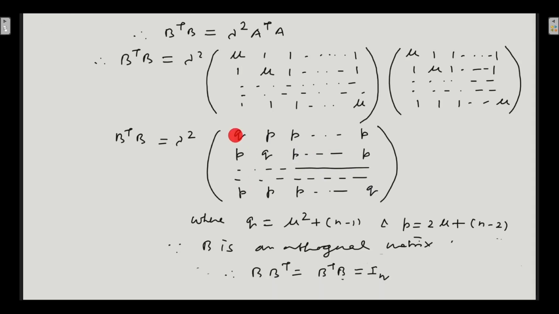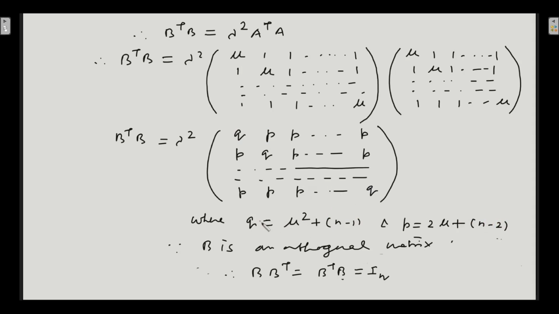So the diagonal elements will be q, q, q, q, q, q, q. And the off diagonal elements will be p, p, p, p, p, p, p. Those will be the off diagonal elements, and the diagonal elements will be q. And q is equal to mu square plus n minus 1. The value of q is mu square plus n minus 1, and the value of p is 2 mu plus n minus 2. These are the two values. At the place of q, this is the expression, and at the place of p, this is the expression.